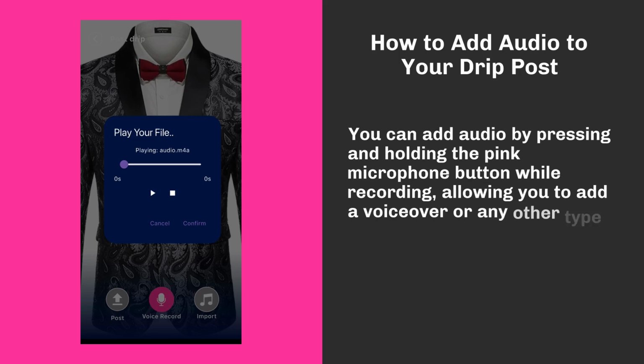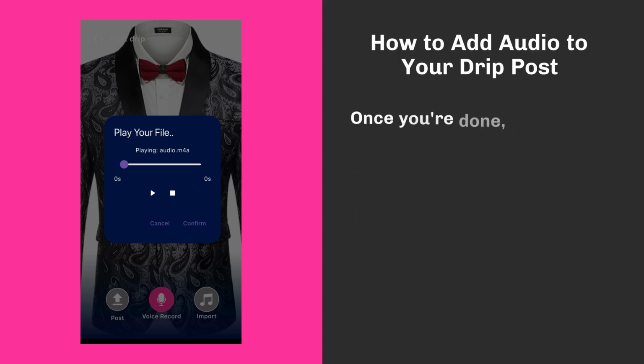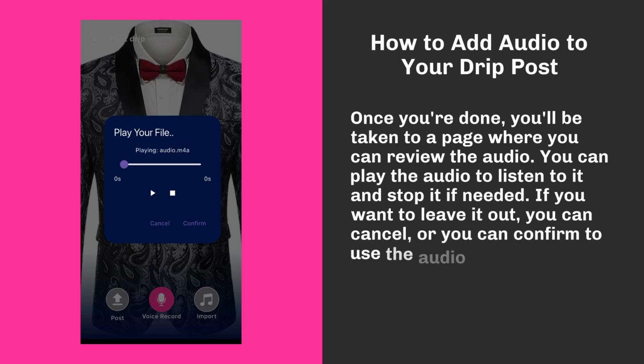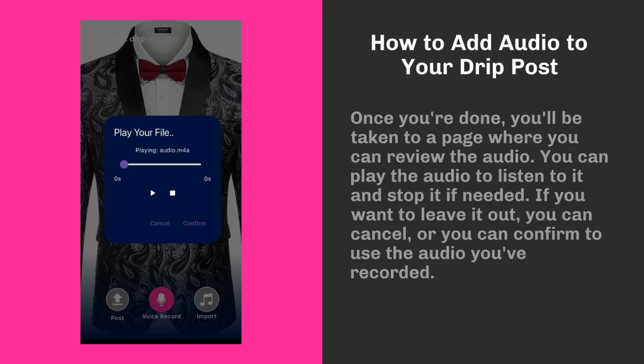You can add audio by pressing and holding the pink microphone button while recording, allowing you to add a voiceover or any other type of audio you'd like to use. Once you're done, you'll be taken to a page where you can review the audio. You can play the audio to listen to it and stop it if needed. If you want to leave it out, you can cancel, or you can confirm to use the audio you've recorded.